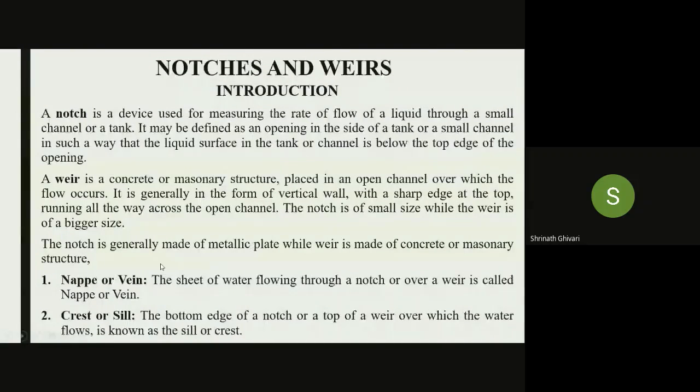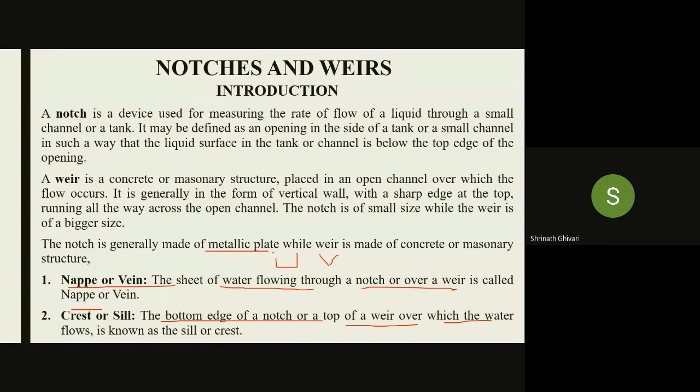Fine. So the notch is generally made up of a metallic plate, which we have in our college. We have a notch at our college, that is, we have a square one, a rectangular one, and we have a triangle pattern, a right angle triangle. While weir is made up of a concrete or masonry structure. This nappe is nothing but the sheet of water flowing through a notch or over a weir. And the crest is the bottom edge of the notch or the top of a weir over which the water flows.